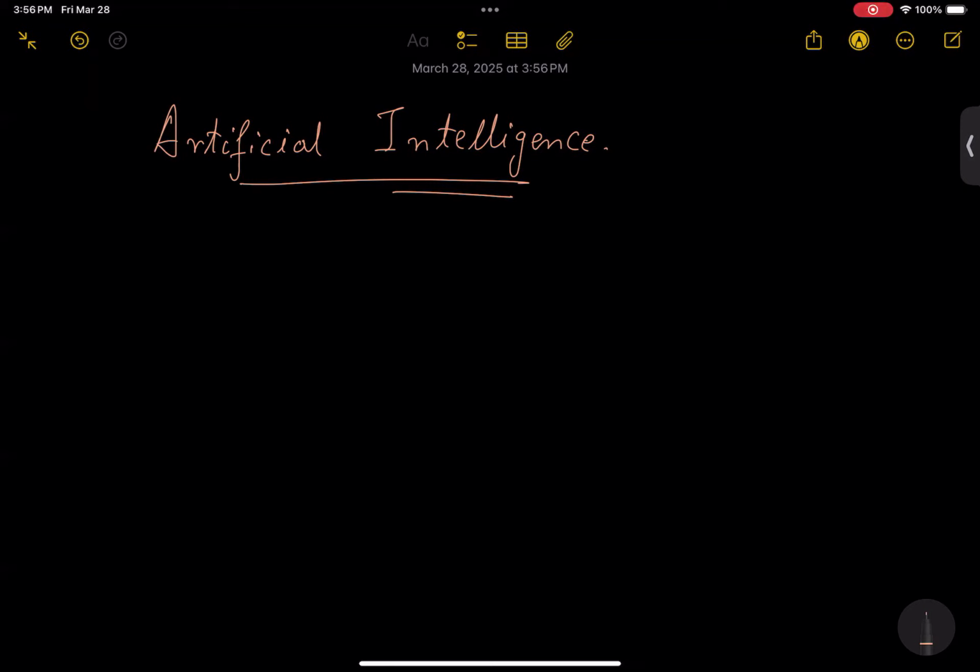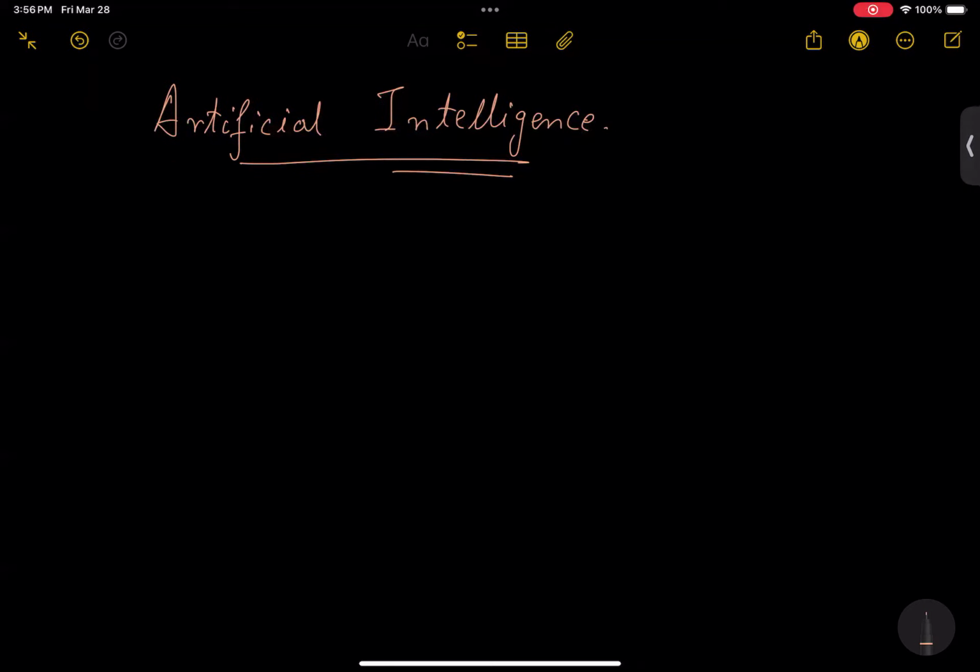Artificial intelligence is basically, I would say, a technology where the system or the machine is supposed to behave or mimic human intelligence to perform certain tasks, and it can iteratively improve the performance of the task based on the data. So basically, artificial intelligence is a technology which mimics human behavior.